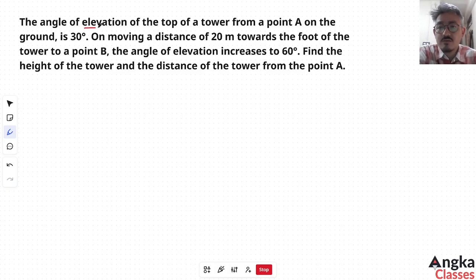The angle of elevation of the top of a tower from a point A on the ground is 30 degrees. On moving a distance of 20 meters towards the foot of the tower to a point P, the angle of elevation increases to 60 degrees. So find the height of the tower and the distance of the tower from point A.